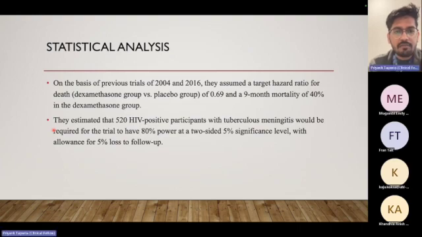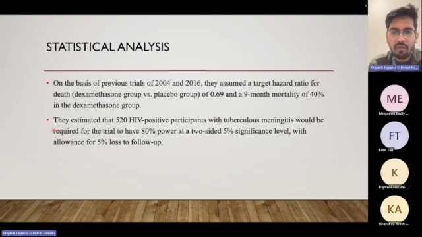The analysis was done based on the prior trials of 2004 and 2016. They assumed a target hazard ratio of death of 0.69, from the previous 2004 trial, and a 9th-month mortality of 40%. What I want to point out is that if you have a hazard ratio of 1, any drug-related event would be equal in the patient receiving a placebo or the drug.